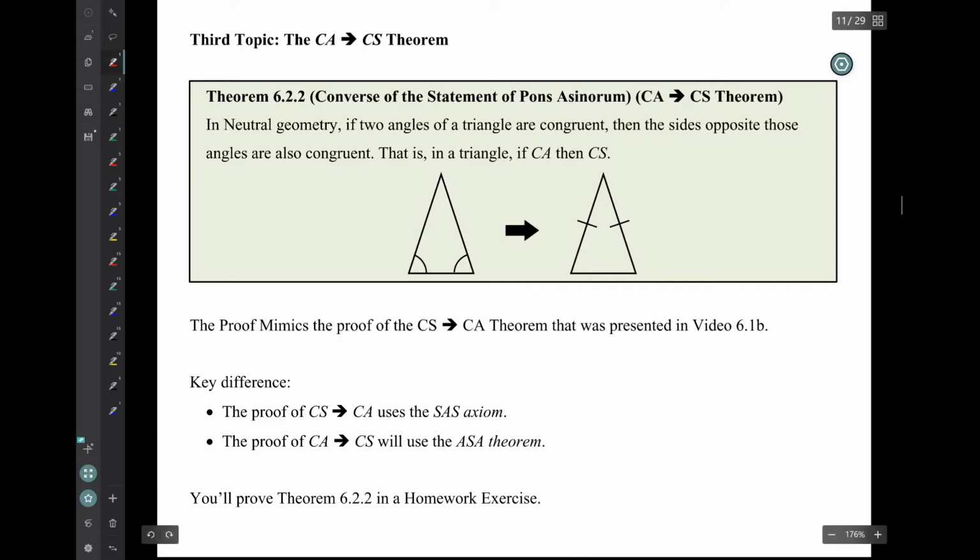A big hint is that the proof mimics the proof of the CS-CA theorem that was presented earlier in video 6.1b. The key difference is that earlier theorem, the CS-CA theorem, was proven using the side-angle-side axiom. This new theorem, the CA-CS theorem, is proven using the angle-side-angle theorem.